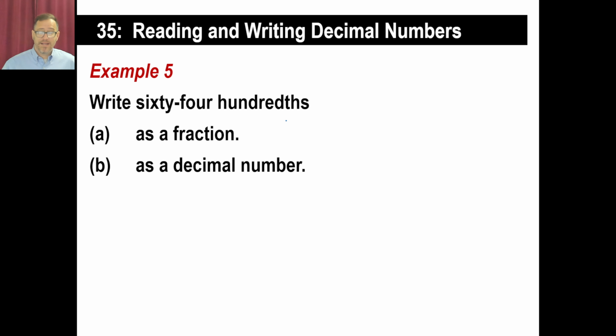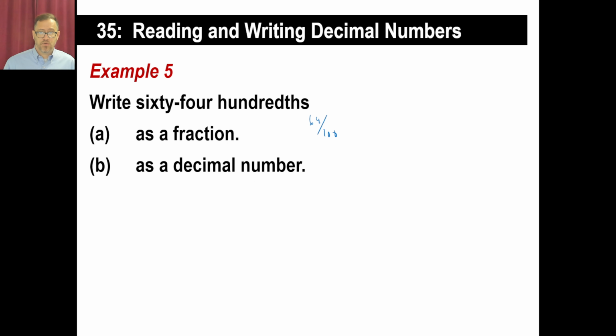All right. Write 64 hundredths as a fraction and as a decimal number. Well, as a fraction, that's a piece of cake. There you go. Now, in your book, you might see the answer and go, what? That doesn't look like mine. And what you need to do is just simply reduce the fraction.